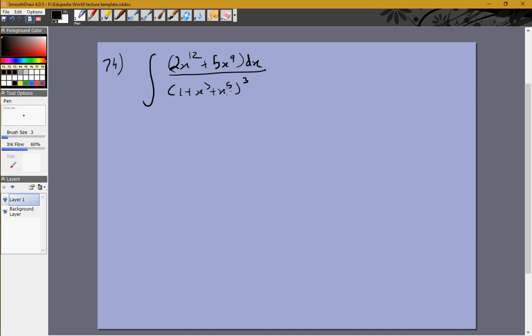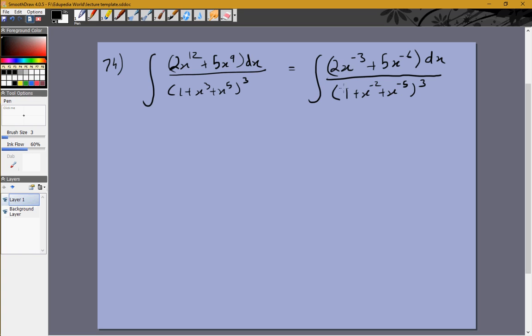So what we'll do is take x to the power 5 common, and since it's a cube, x to the power 15 will be taken common from the denominator. And if we divide the numerator by x to the power 15, what we get is 2x to the power minus 3 plus 5x to the power minus 6 dx. And what we are left with is, x cube is taken from each one of these three, x to the power 5 is taken from each and every one of these three. So what we get is 1 plus x to the power minus 2 plus x to the power minus 5 whole cube. This is exactly the same as this.